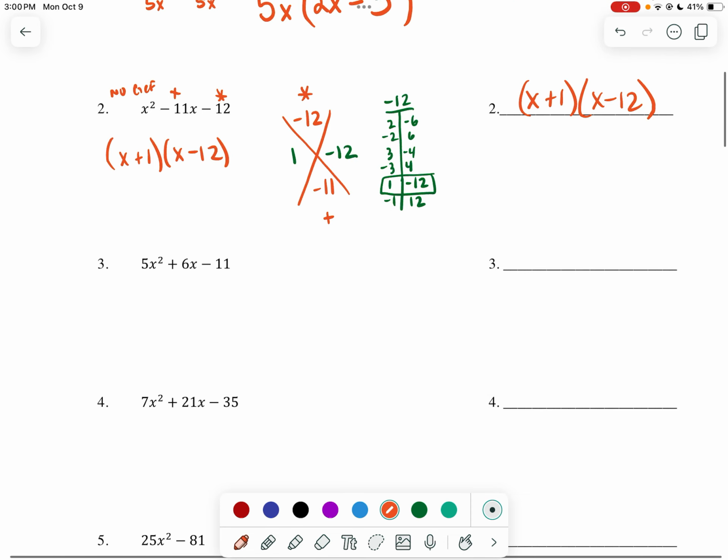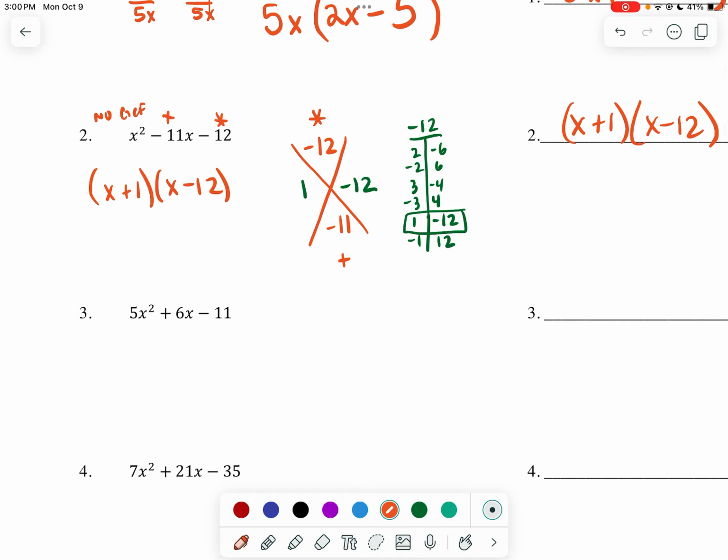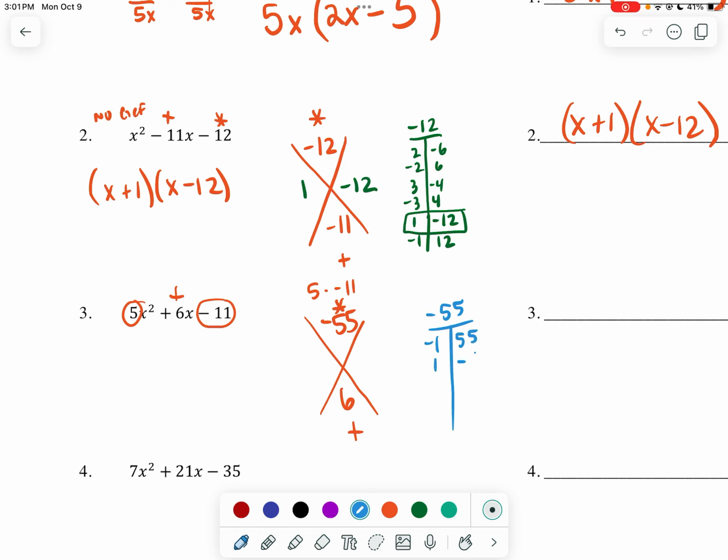Now number 3, again, first thing I do is check for a GCF, but there's nothing that I can divide 5, 6, and negative 11 by. So we did this one with the wrapping method, but to do that first, we have to multiply 5 times negative 11, which is negative 55. That's what I'm going to multiply to, and then we always add to the middle, which would be 6. So negative 55, again, I can make myself a little list. And I can always just grab my calculator and start dividing things and seeing what works. But this one ends up being 5 and 11.